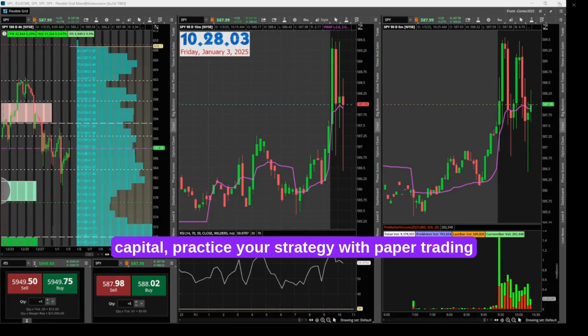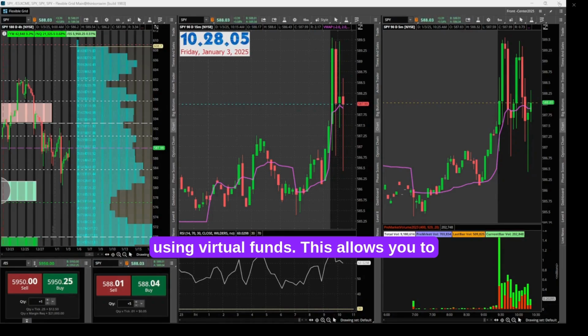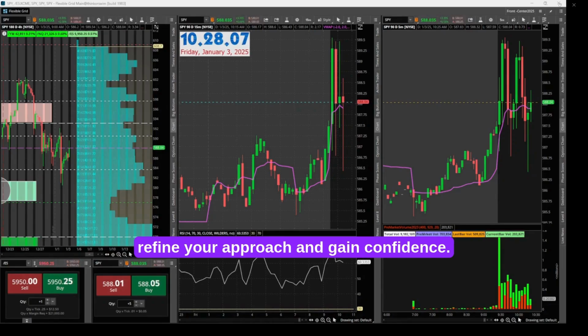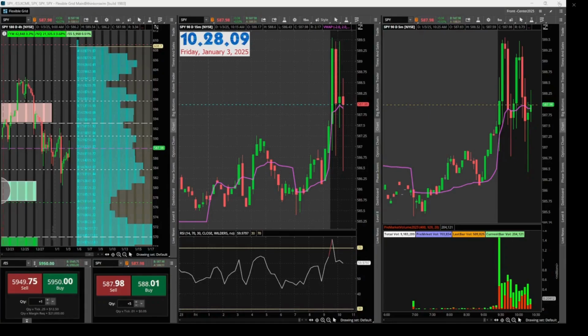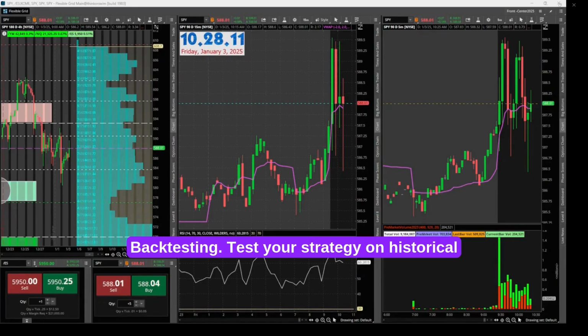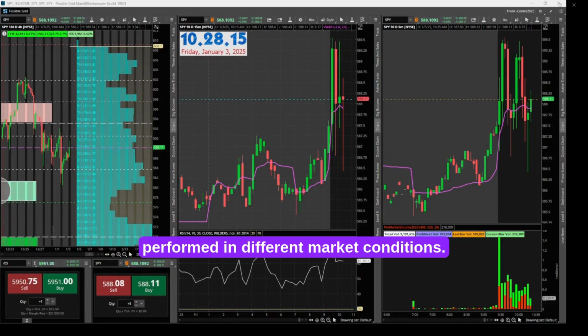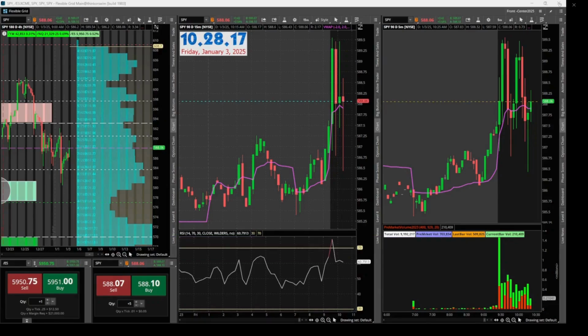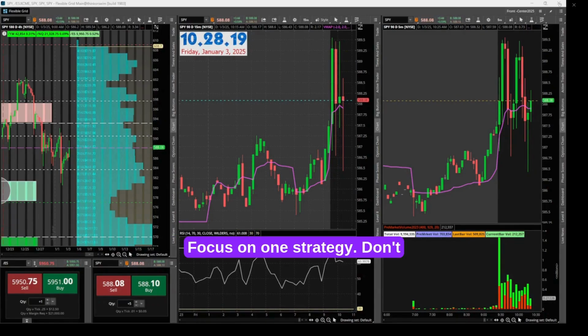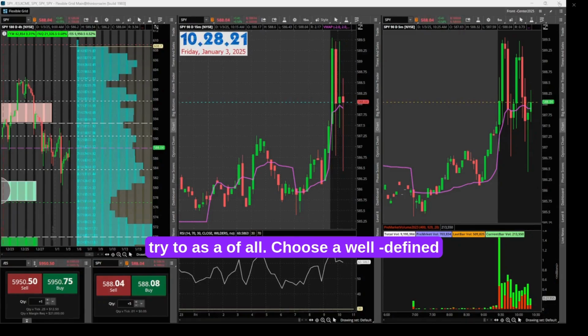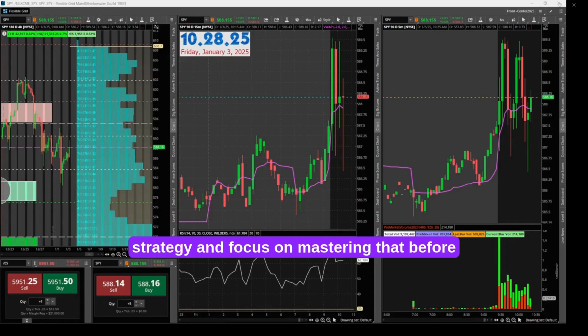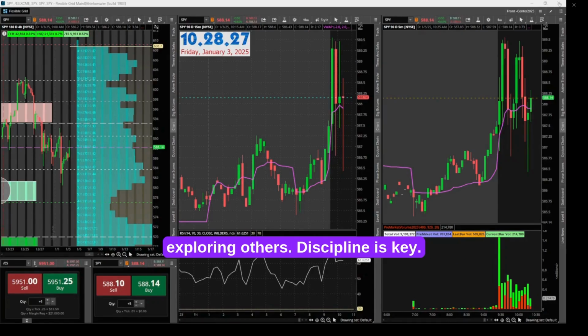Tips: paper trading. Before risking real capital, practice your strategy with paper trading using virtual funds. This allows you to refine your approach and gain confidence. Backtesting. Test your strategy on historical data to see how it would have performed in different market conditions. Focus on one strategy. Don't try to be a master of all. Choose a well-defined strategy and focus on mastering that before exploring others.